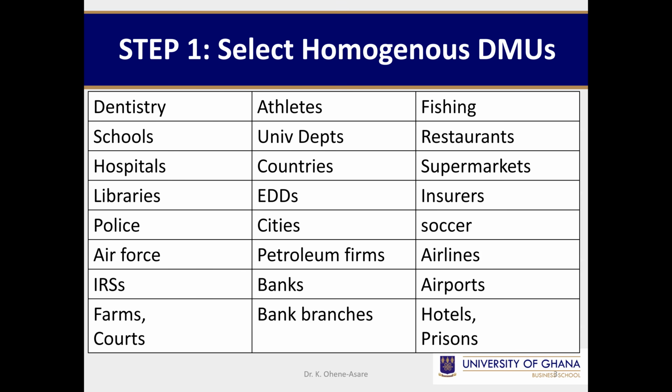These are new areas people don't delve into. Supermarkets, countries, EDDs. EDDs are electricity distribution districts. You can look at each one of them. So you can see that nobody can do efficiency and productivity analysis without having multiples of the decision-making units. That is key. You need multiples of the decision-making units. That is how you grow in your efficiency and productivity analysis.